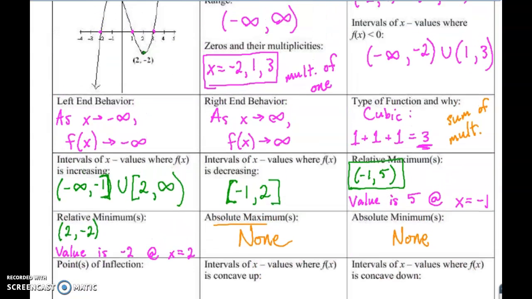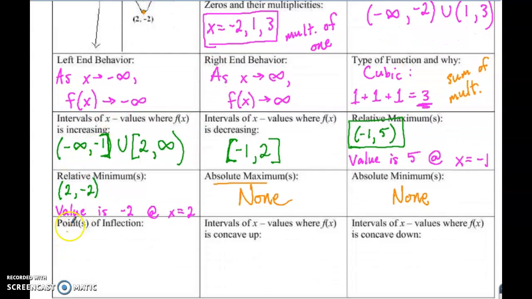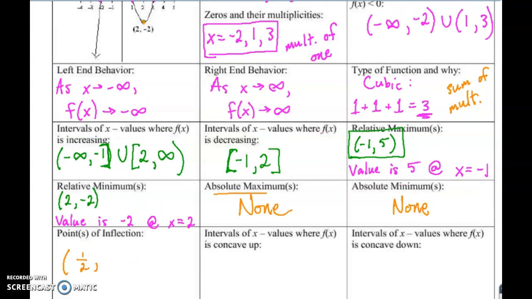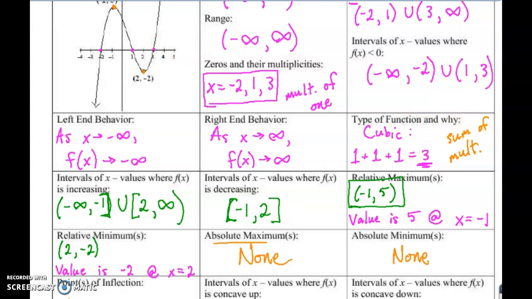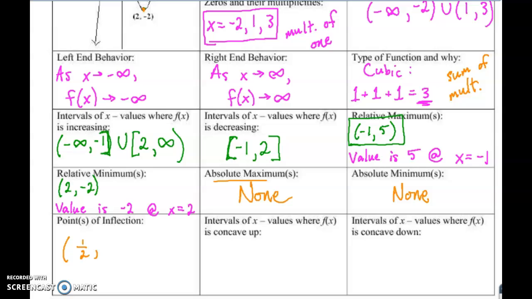Let's look at our point of inflection. This time the point of inflection is halfway between my max and my min. So about halfway between negative 1 and 2 is about 0.5, or you can just write 1/2. That's what I would do. This is an approximation, by the way. It's not the exact. And then halfway between negative 2 and 5, well, if I add them together, I get 3 divided by 2.